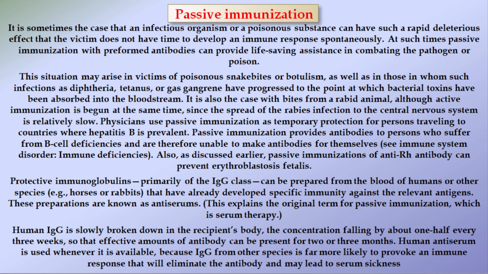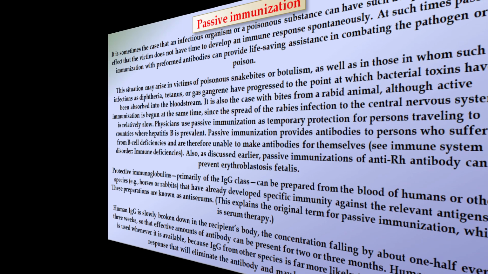Human IgG is slowly broken down in the recipient's body, the concentration falling by about 1/2 every 3 weeks, so that effective amounts of antibody can be present for 2 or 3 months. Human antiserum is used whenever it is available, because IgG from other species is far more likely to provoke an immune response that will eliminate the antibody and may lead to serum sickness.